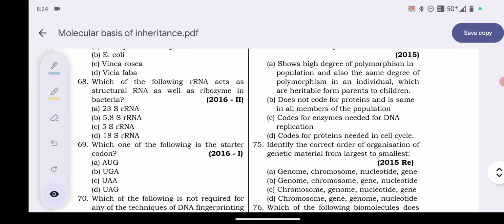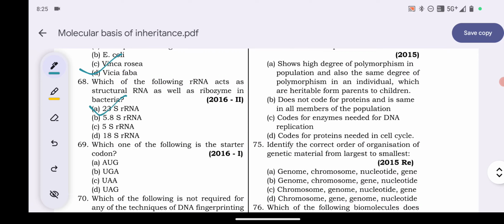68. Which of the following rRNA acts as structural RNA as well as ribozyme in bacteria? So here the answer will be, the first answer option is correct, 23S rRNA is the answer. The ribosome also acts as a catalyst for the formation of the peptide bond. So option A is the answer.